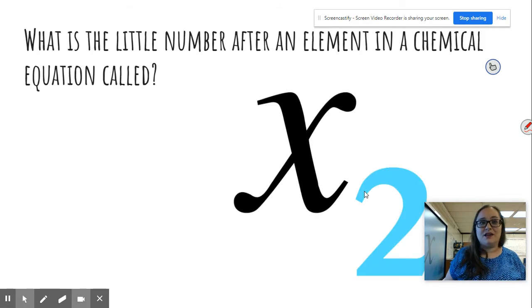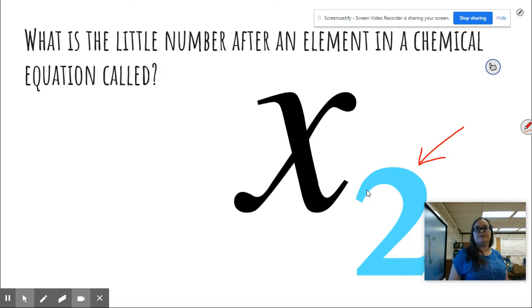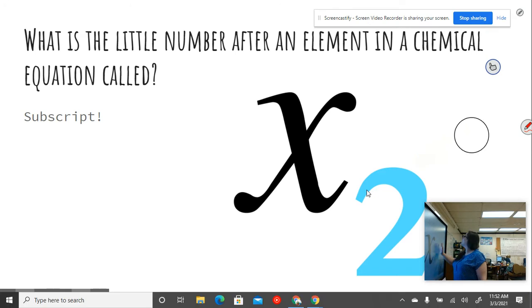Sorry, it's so slow between slides. What is the little number after an element in a chemical equation called? So what's that thing right there? That is called a subscript. I know you got that right.